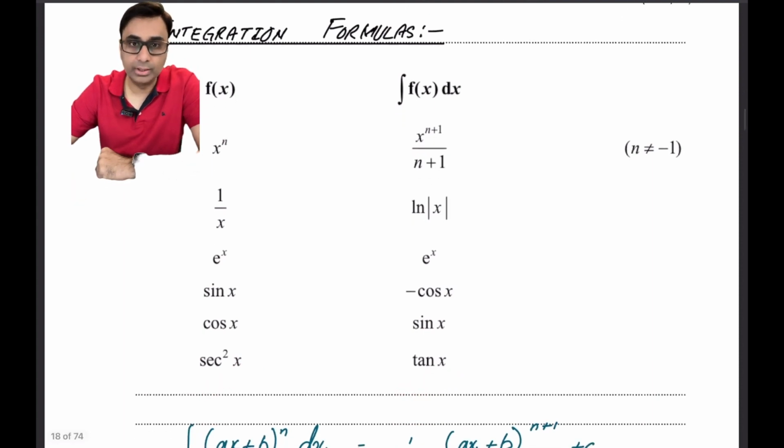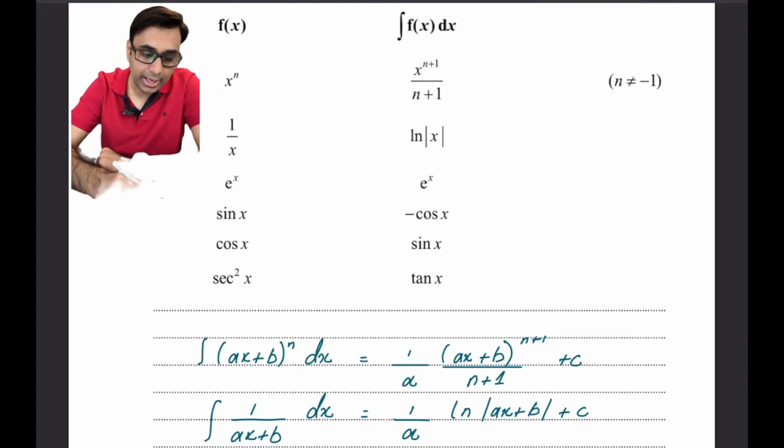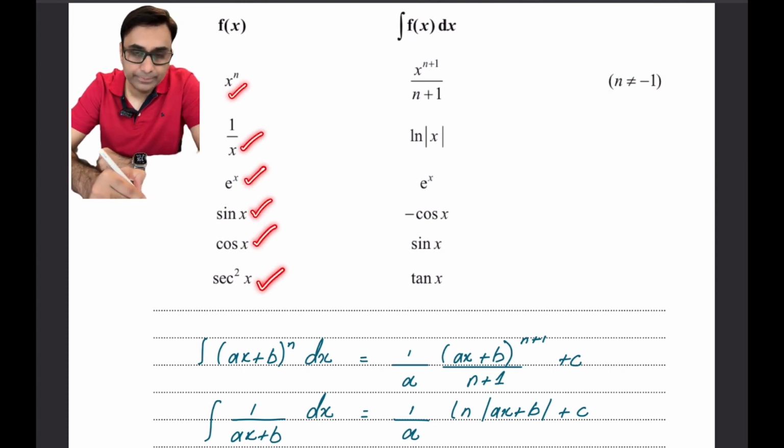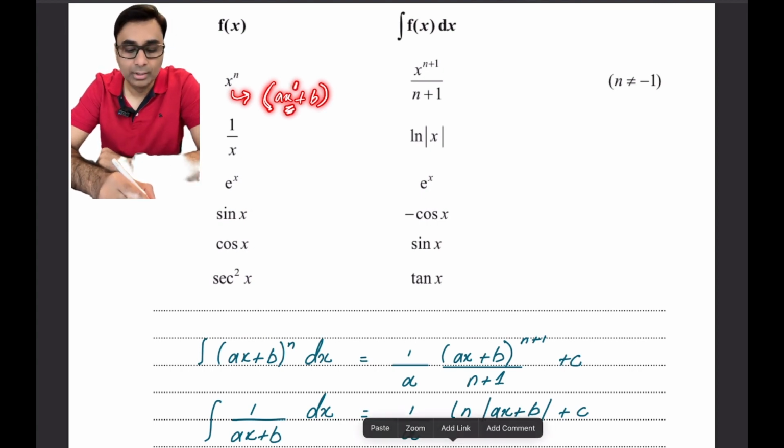Well, these formulas are already given to you in the formula sheet. But one important thing that you have to recognize is that there can be a small change made to the situation. That is, in any of these formulas, the x could be replaced by some linear function of x, that is, something of the form ax plus b. That's a linear function because the x has a degree of 1. The power is 1. It will never be anything other than that.